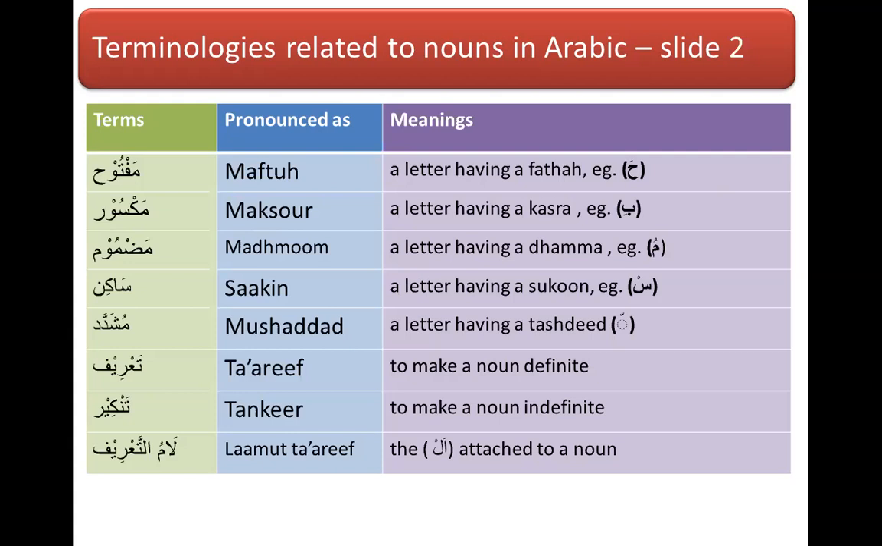Next term is sakin. Whenever any letter has sukun on it, means whenever there is no harakat on the letter at that point of time, that letter is called as sakin. The letter with the sukun is called as sakin. Any letter which has shadda on it is called as mushaddad.